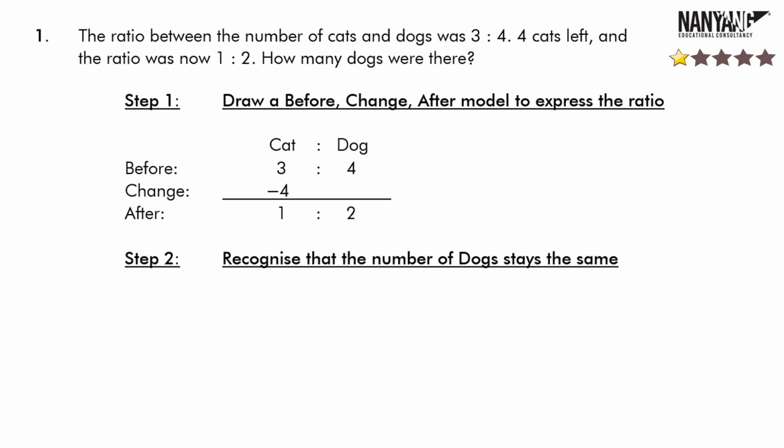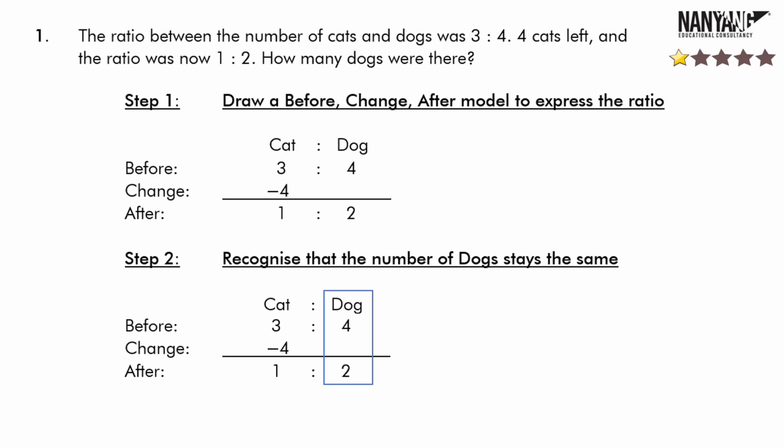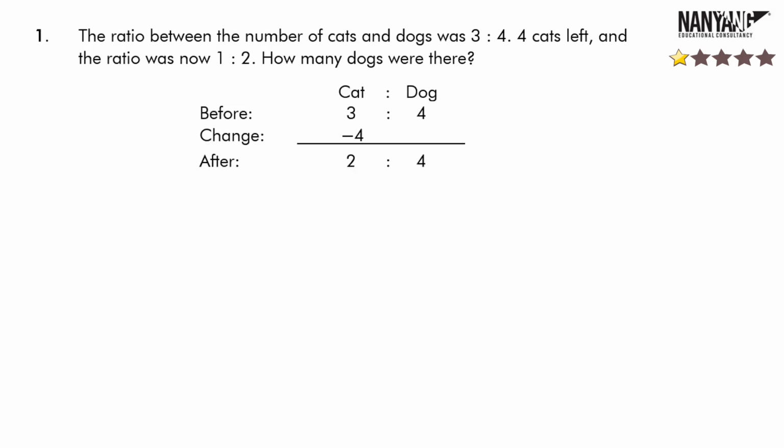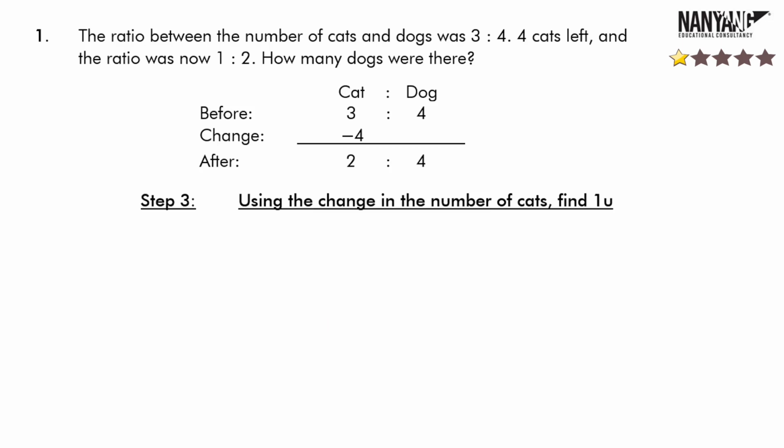Now next, we recognize that the number of dogs stays the same. So in this previous table, we have to make sure that the dogs, 4 parts before and 2 parts after, has to be the same. How do we do that? We have to multiply the after row by 2 times. As such, our ratio after will be 2:4. Now with this new table, we can use the change in the number of cats to find 1 unit. We take 3 units minus 2 units equals to the 4 cats that left, and this is 1 unit.